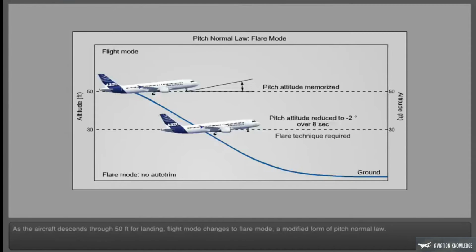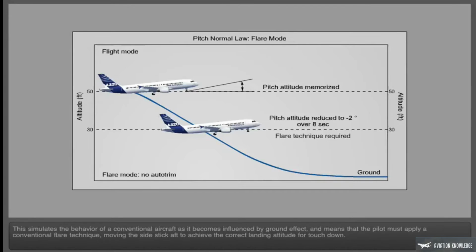As the aircraft descends through 50 feet for landing, flight mode changes to flare mode, a modified form of pitch normal law. The aircraft memorizes the pitch attitude at 50 feet, then at 30 feet begins to progressively reduce the pitch attitude to -2 degrees over a period of 8 seconds. The auto trim is also deactivated.